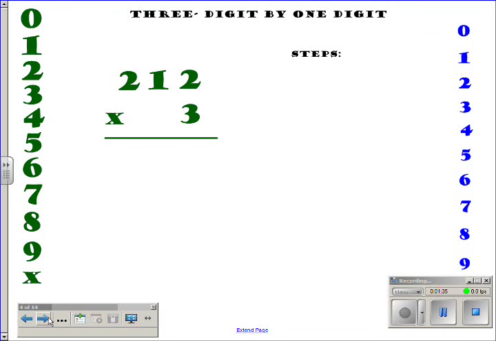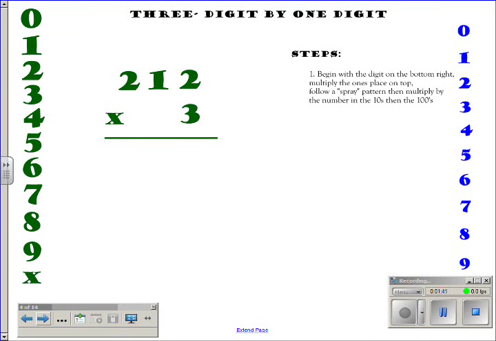Here we're going to do a 3-digit by 1 digit. To do a 3-digit by 1 digit, you are going to follow the same method, with the exception that your spray is going to widen. You're going to have 3 sprays. You're going to do the 3 times the 2, which is in the ones place, 3 times the 1, which is in the tens place, and 3 times the 2, which is in the hundreds place.